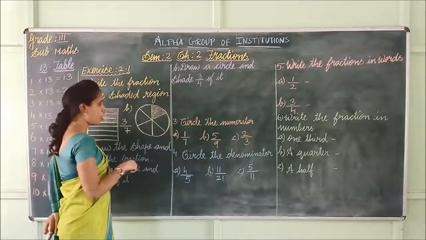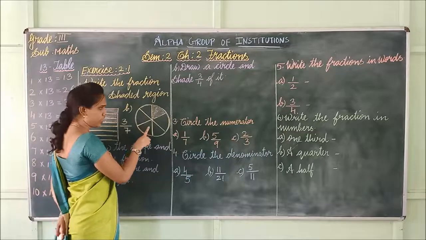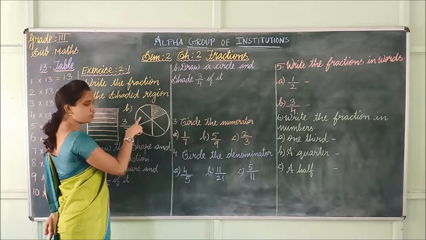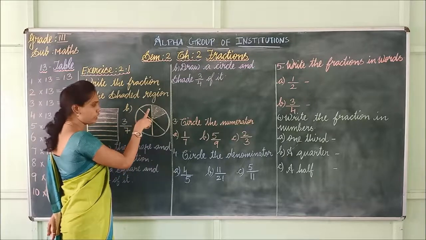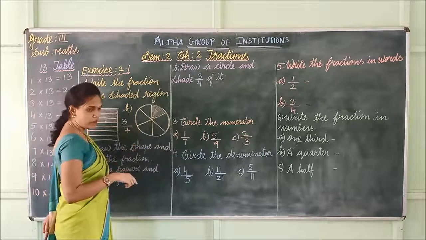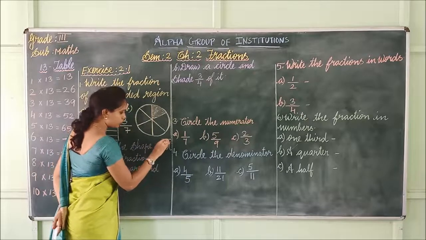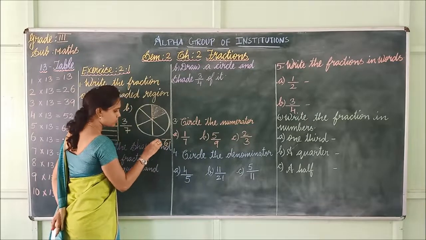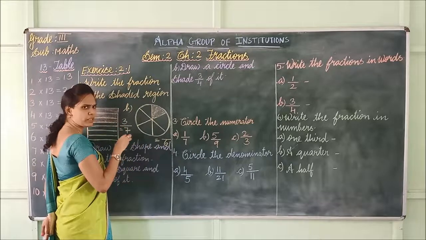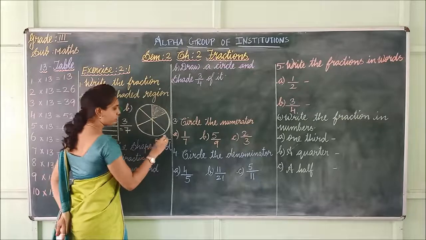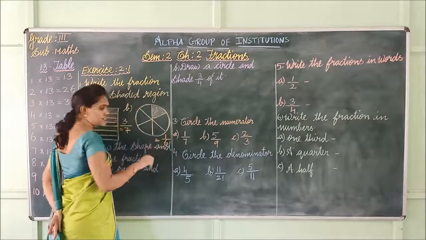Circle. How many parts have they split it into? Shall we count? 1, 2, 3, 4, 5, 6. Totally we have 6 parts. That should be the denominator. Totally 6 parts. How many parts are shaded here? Only 1 part is shaded. So 1 by 6.